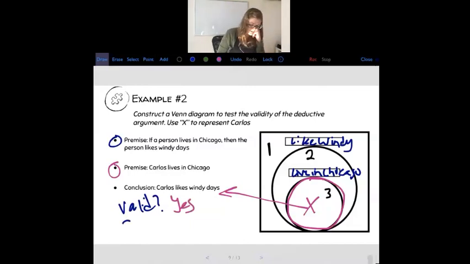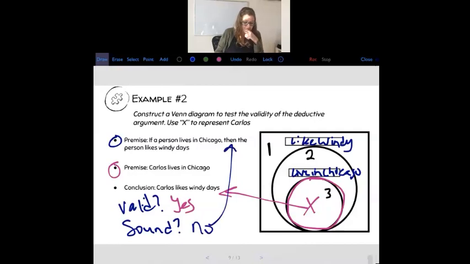Now let's talk about sound. Remember that a valid argument could be sound or not sound. In this case, I would probably say it's not sound because of premise 1. I don't think it's true that all people who live in Chicago like windy days. So that premise, because it's not true, makes the argument not sound. But again, because of where X is located, X supports the conclusion based on the Venn diagram, so the argument would be valid.